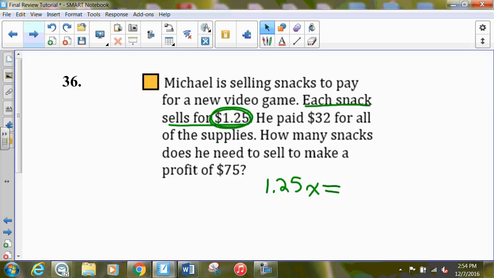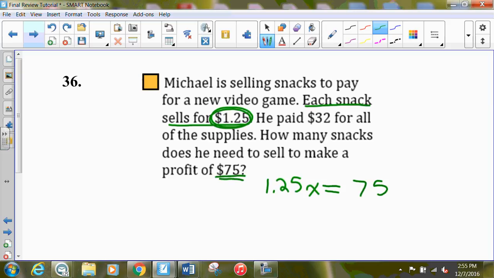Now, how much does he have to earn? Well, he wants to make a profit of $75, but to make a profit, he also has to pay back the $32 that he used to start this whole little business. So the 32 goes on this side. Many of you want to put it on the left side. No. If you put it on the left side, you're saying somebody came by when Michael was selling snacks and gave him $32. I think not. That did not happen.